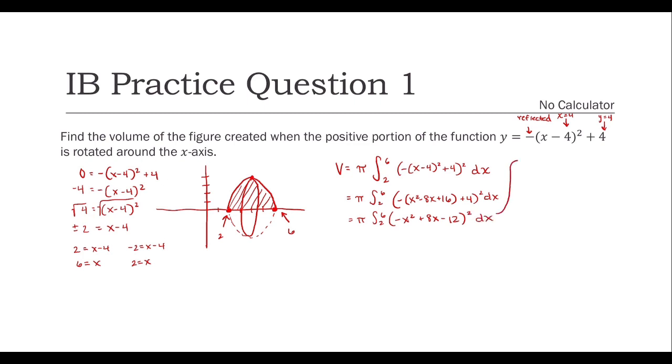So we'll work on squaring the function over here. So negative x squared plus 8x minus 12 times negative x squared plus 8x minus 12. So we'll start by multiplying negative x squared by everything in the second parentheses. So this will become positive x to the fourth minus 8x cubed plus 12x squared.